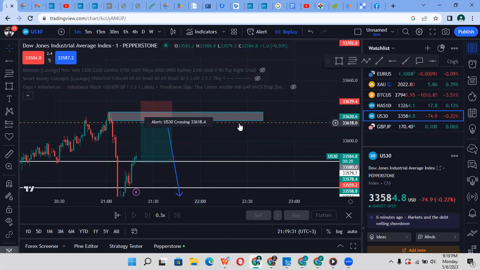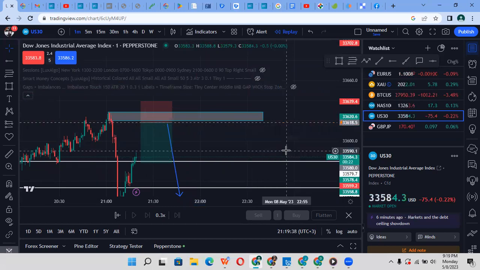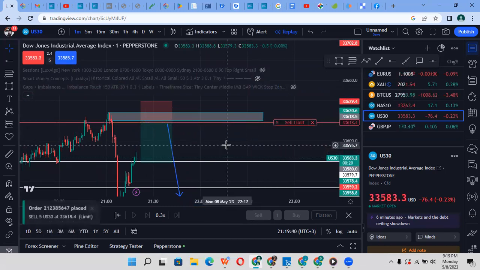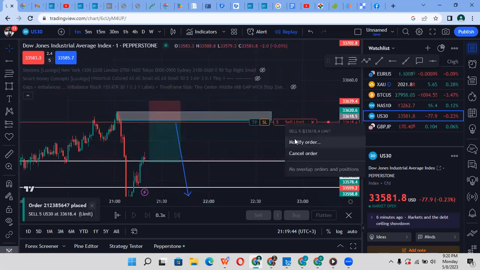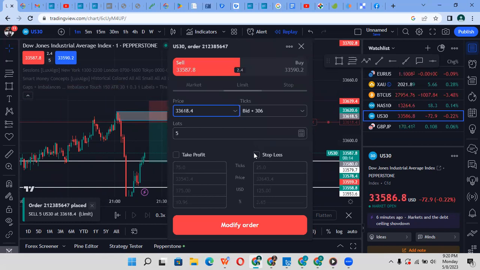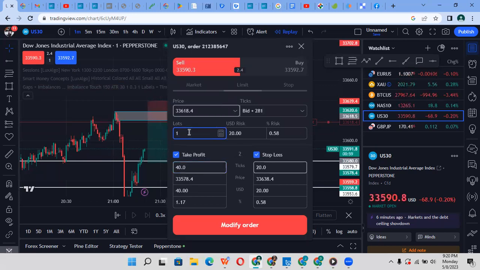You can actually put, let me put a sell limit. Stop loss 20 pips. Profit 40 pips. Lot size, my lot size is usually 1.